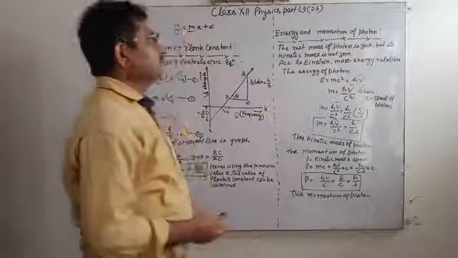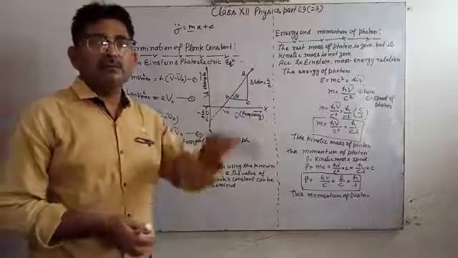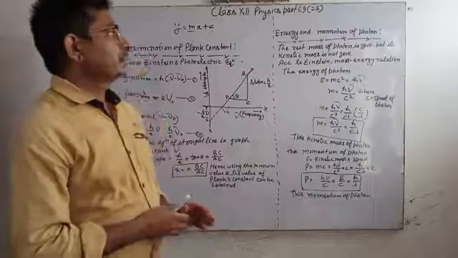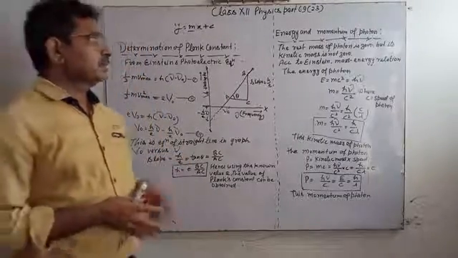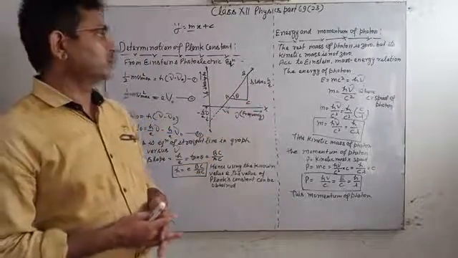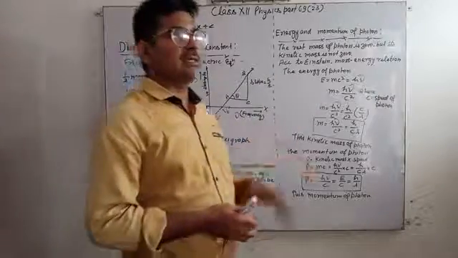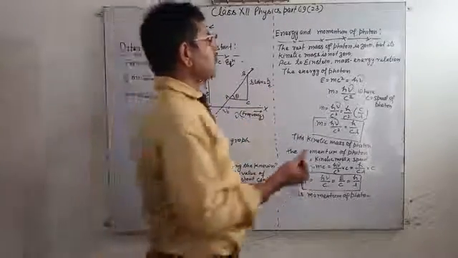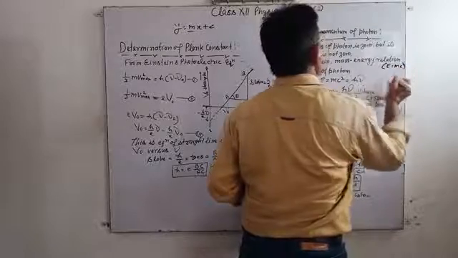energy and momentum of photon. We know that the rest mass of a photon is 0, while the kinetic mass is not 0. Means the rest mass is 0, but the kinetic mass of a photon is not 0. According to Einstein's mass energy relation, the mass energy relation, that is equal to m c square.